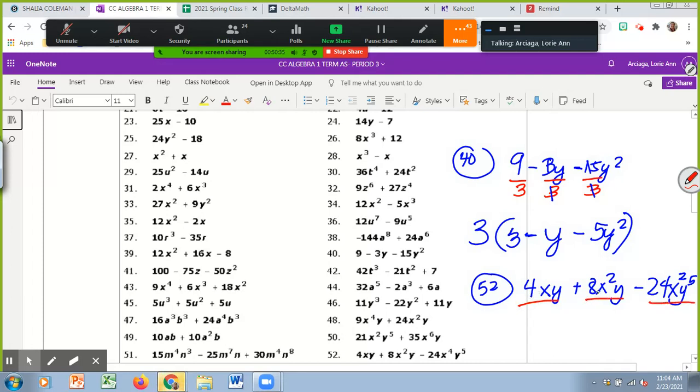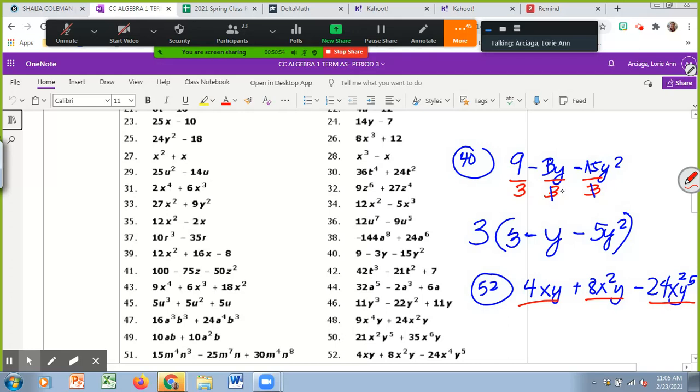What can divide the numbers? 4, 8, 24. The smallest is 4. I thought you were supposed to change y. Where? Cancel y where? Here?